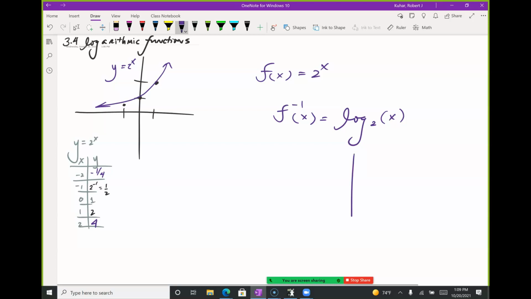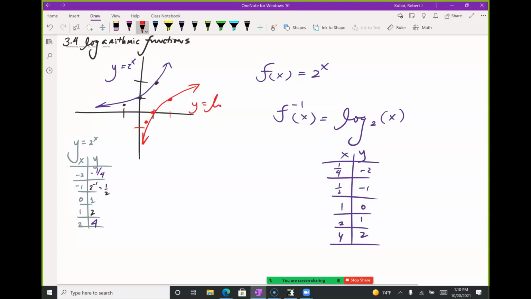And so we already know some values on this table because we're going to just switch our x's and y's, right? So we know that -2, -1, 0, 1, and 2 happen. They were the inputs of 2 to the x, now the outputs of log base 2 of x. And then, of course, we got 1, 2, 4, 1/2, 1/4, right? So if I plot a couple of those, I get (1, 0), I get (2, 1), x is 1/2, y is -1, right? And there's my y equals log base 2 of x.